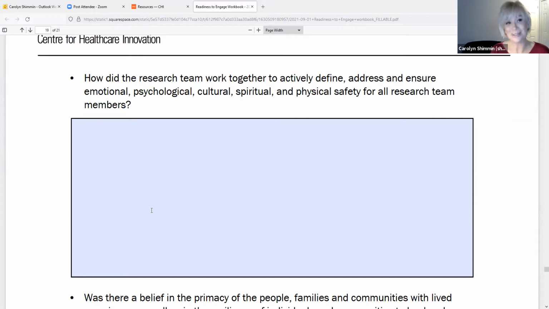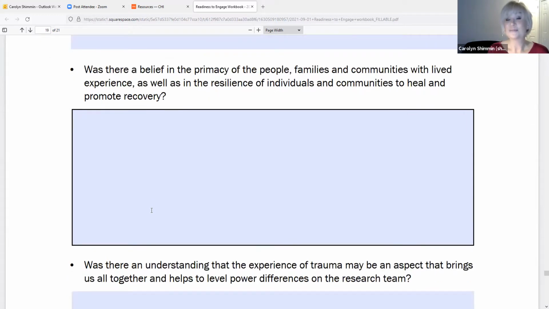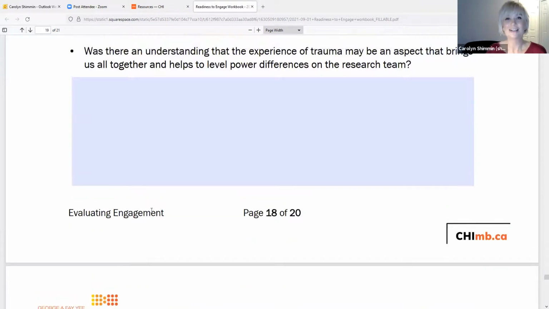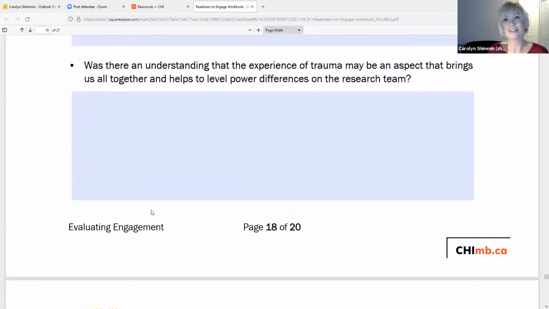So did we do what we set out to do in that pre-assessment? Was there a belief in the primacy of the people, families, and communities with lived experience, as well as in the resilience of individuals and communities to heal and promote recovery? This is a really important one that needs to be considered when you're developing your engagement strategy. Was there an understanding that the experience of trauma may be an aspect that brings us all together and helps to level power differences on the research team?